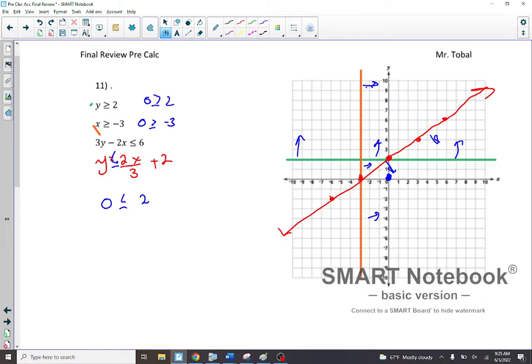So the overlap, even though this arrow looks like it's here, it technically goes all the way through. So the overlap is over on this side.